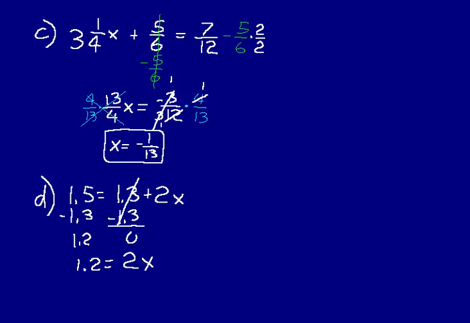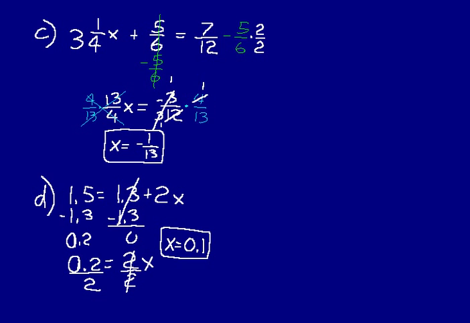2x. Now we just use our division rule. We can divide both sides by 2. And you probably caught this already. That's 0.2 on the left side, not 1.2. So we divide both sides by 2. And the 2's cancel on the right side there. And so we end up with, on the left, 0.2 divided by 2, which is just 0.1. And so x is equal to 0.1.